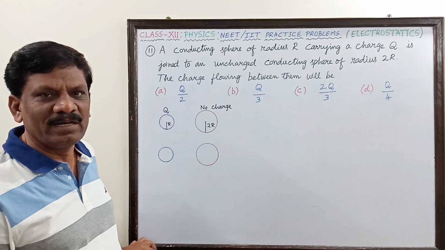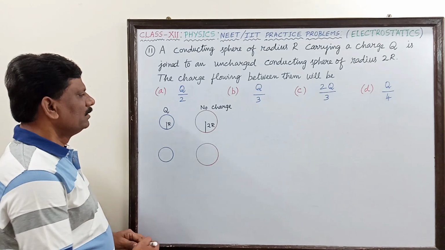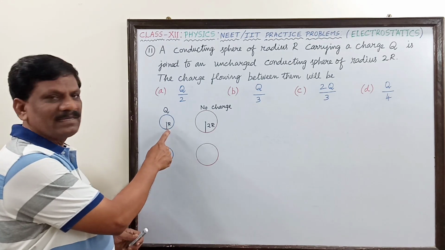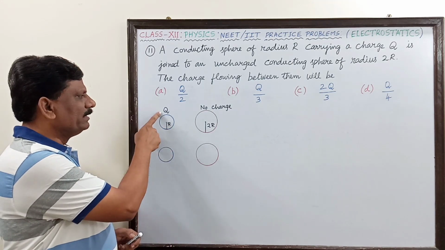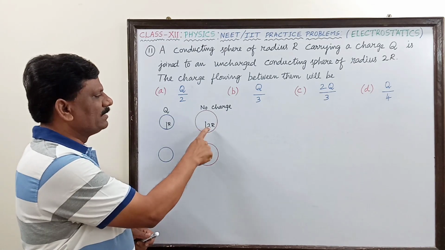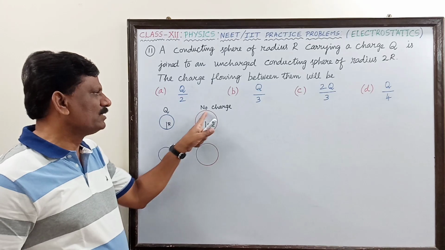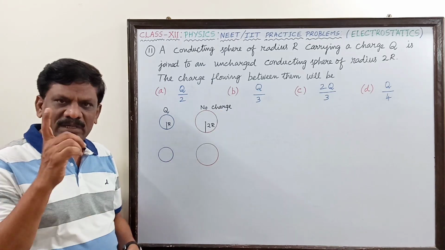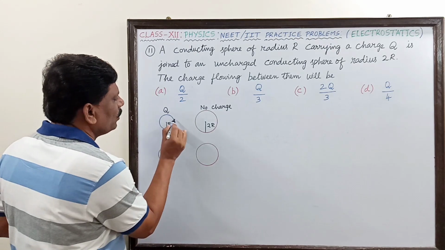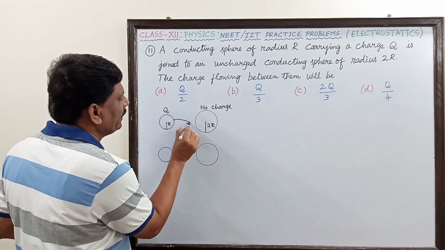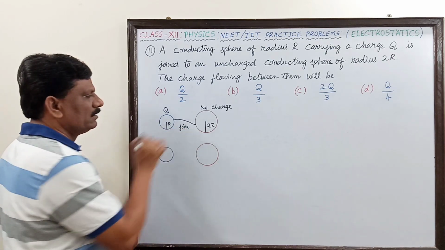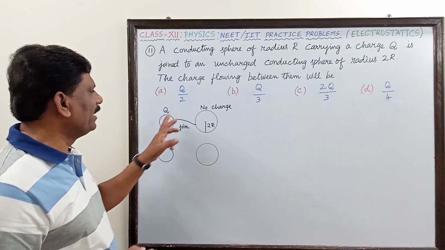Very interesting numerical problem. Now you can see two spheres. The first one is having a radius of r and it is holding a charge capital Q. The second sphere is having radius 2r and it has no charge. Now both are joined with the help of a connecting wire. So you can see here I take a connecting wire and I join. Okay, so what is going to happen?